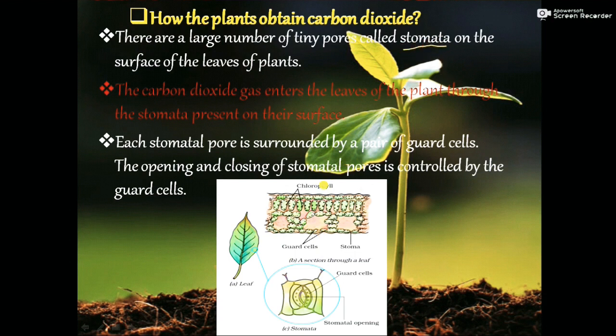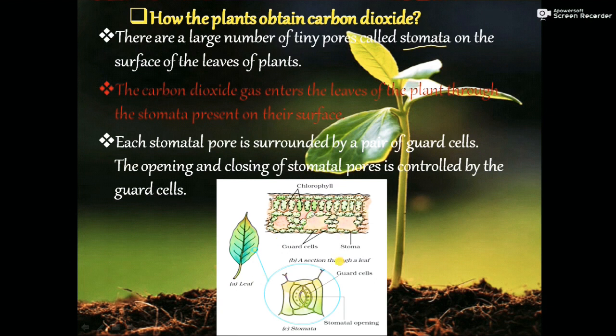The stomata have two parts, one part named stomatal pore and other part named guard cell. Each stomatal pore is surrounded by a pair of guard cell. The opening and closing of stomatal pore is controlled by guard cell.